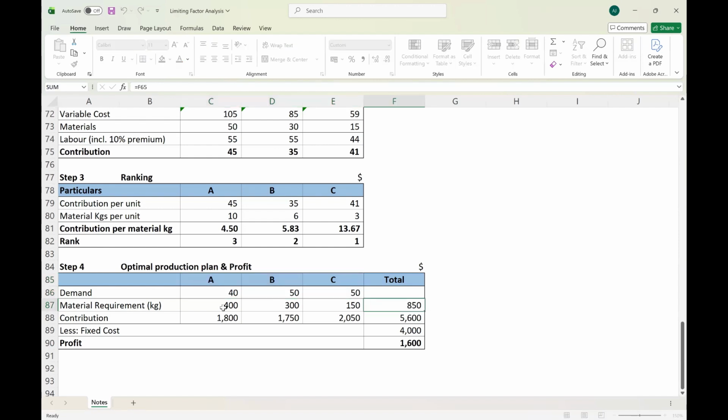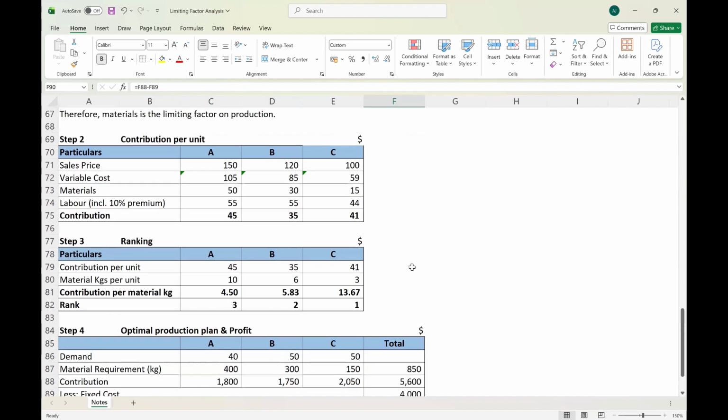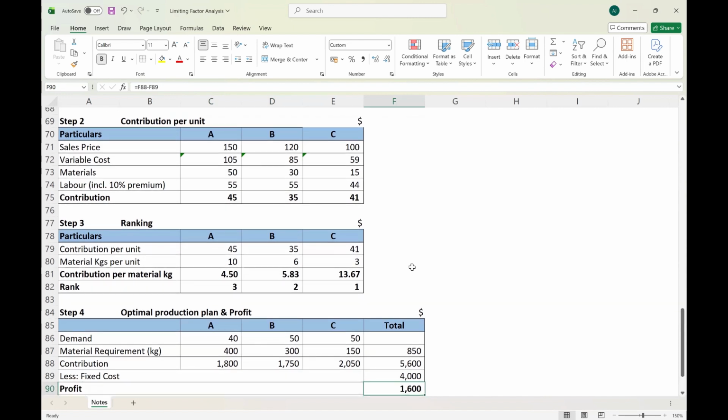So I utilized total 850 kg. If I sum it up, the total comes as 850 kg. So I got 850 kgs fully utilized in making ABC. How many units? 40, 50, and 50. Not 50, 50, 50 because I don't have enough resources. And when I do that, I make a profit of $1,600. Right? So that was a full-fledged question on limiting factor analysis.